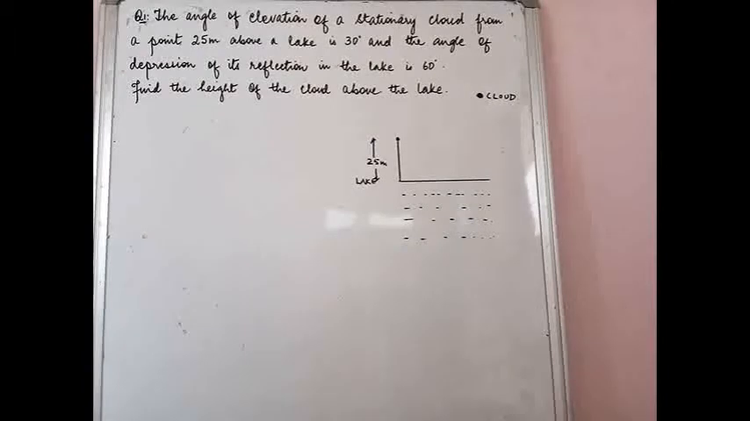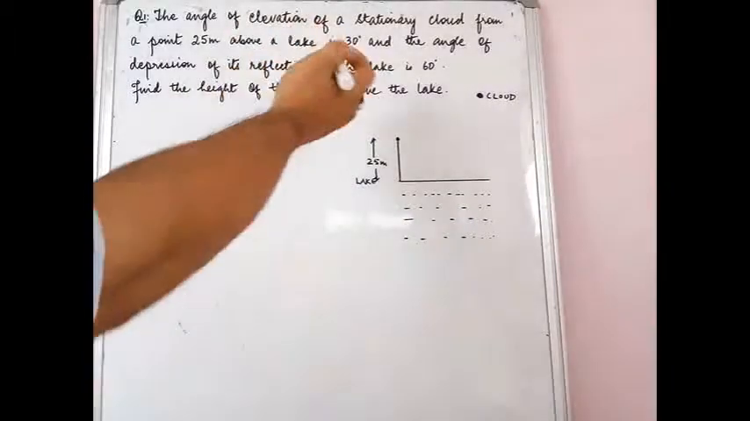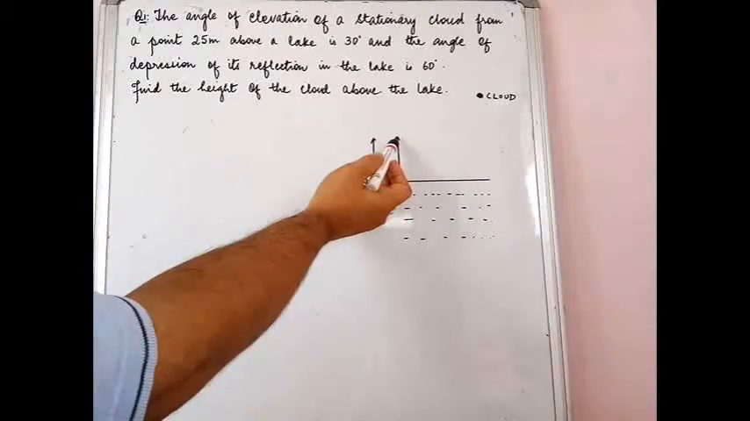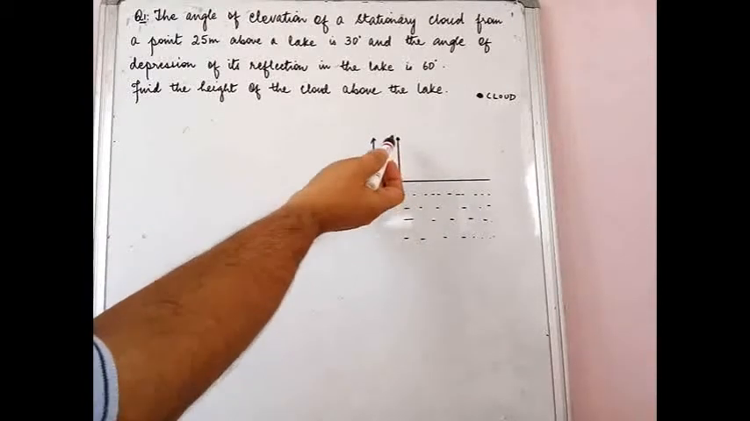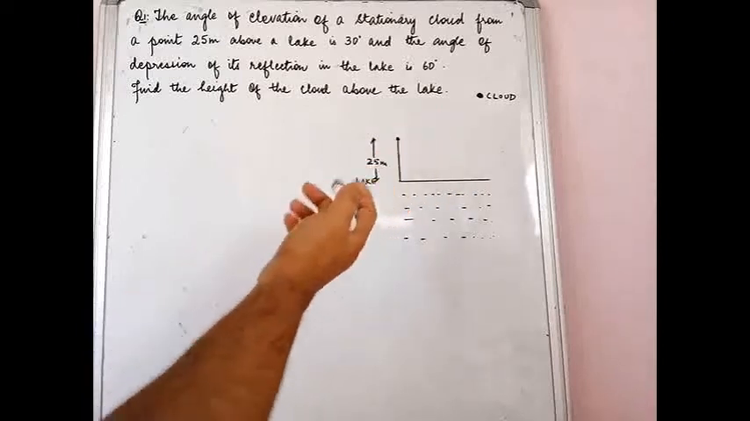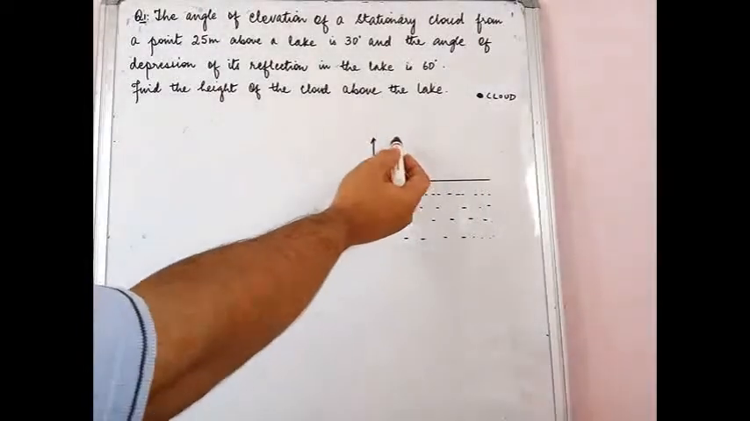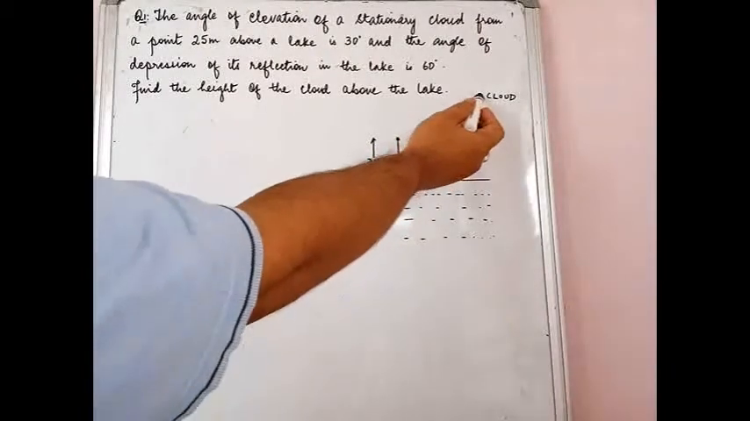So what is the angle of elevation? Angle of elevation is 30 degrees. Where is he looking at? The person standing over here, obviously he cannot stand in the air like this. Maybe he is sitting in an aeroplane or something like that. So he is looking upwards towards the cloud.